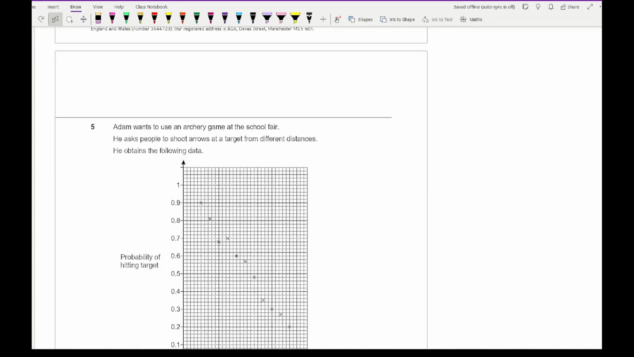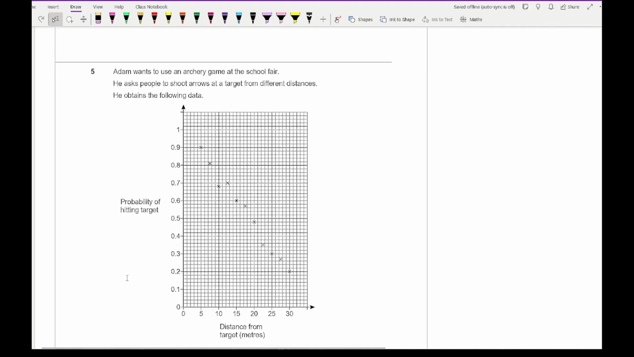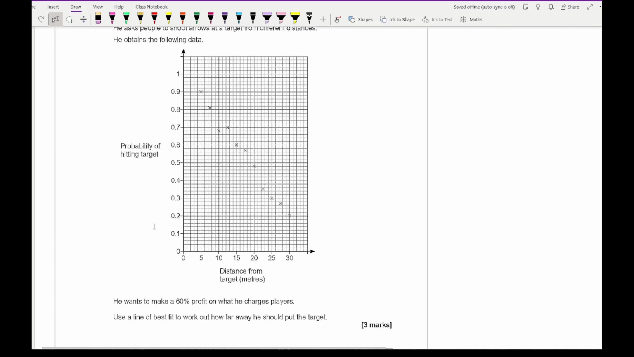So now let's have a look at question 5. It says that Adam wants to use an archery game at the school fair. He asks people to shoot arrows at a target from different distances. He obtains the following data. And again, here we've got a set of data with distance from the target going along the bottom and the probability of hitting the target going along. It says he wants to make 60% profit on what he charges players. Use the line of best fit to work out how far he must put the target.